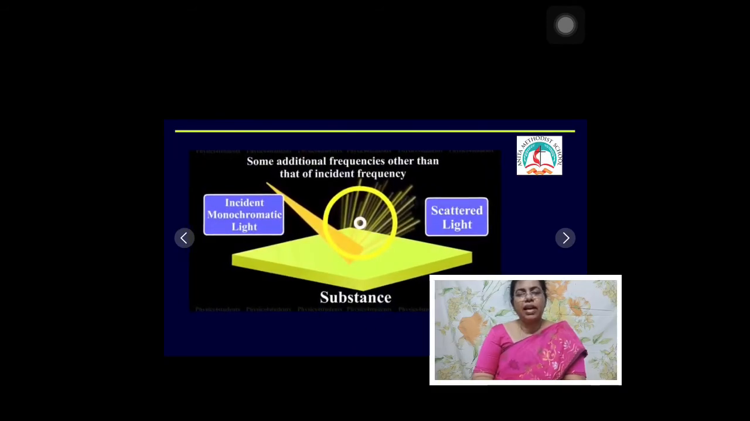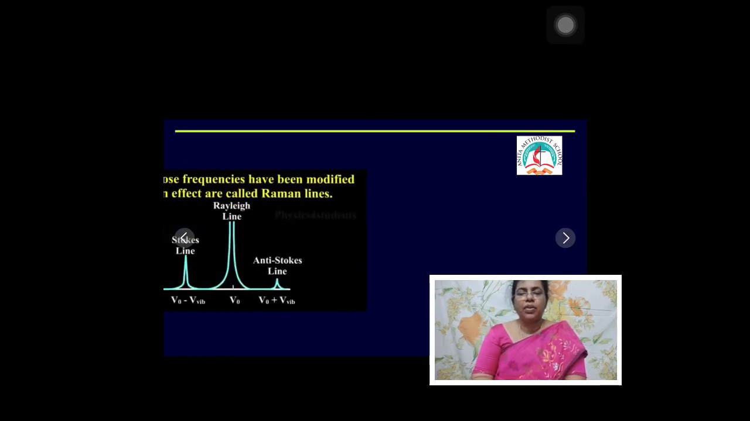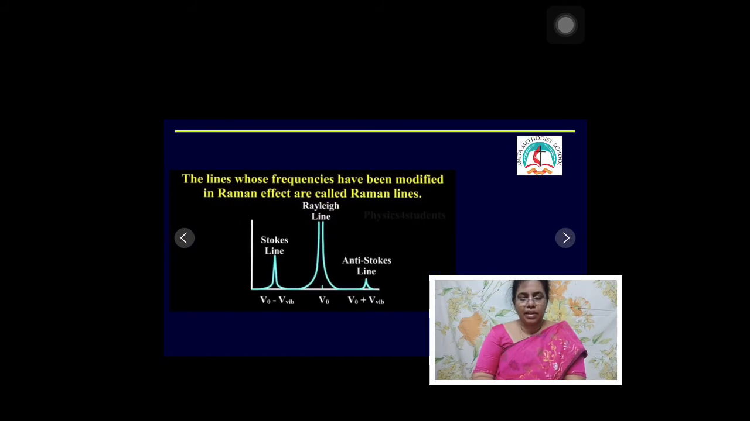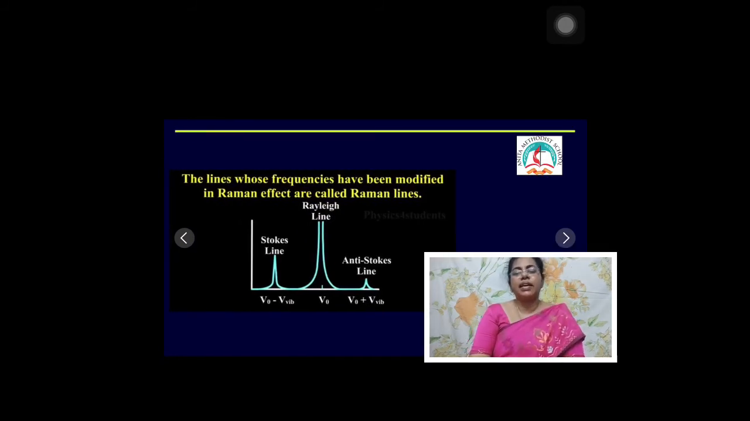The scattered light will have some additional frequencies other than that of the incident frequencies. The lines whose frequencies have been modified in the Raman effect are called Raman lines. If the scattered light has frequencies other than that of the incident frequencies, they are called the Stokes lines and the anti-Stokes lines. If it has the same frequency as the incident frequency, then it is called the Rayleigh line.